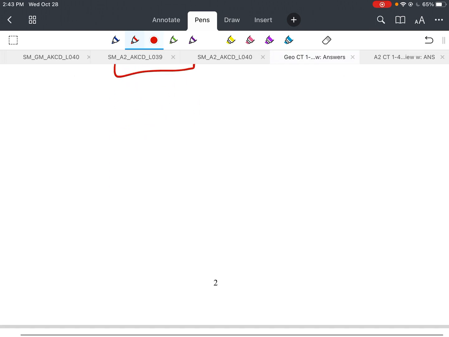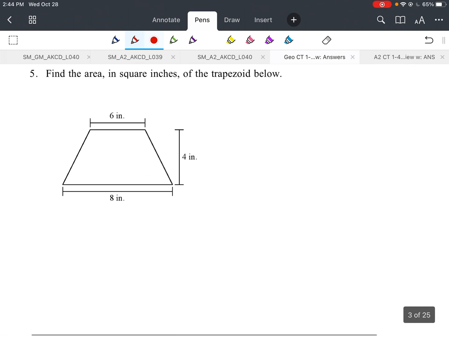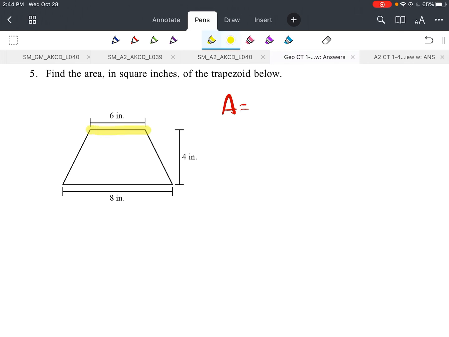Okay? Let's look at number 5. It says find the area in square inches of the trapezoid below. Again, this is about knowing area formulas, things like that. A equals, now the way I do this is I say average. You got 2 bases, so take the average of them. Just average the bases and multiply by the height. What is averaging the bases? Well, that's B1 plus B2 all over 2 times H. You've probably seen variations of this, but this is a good way to do it.